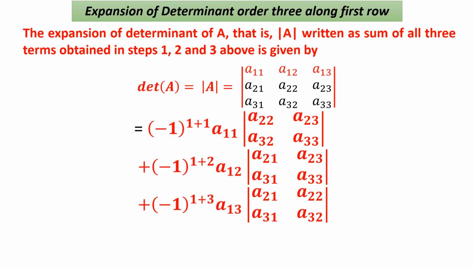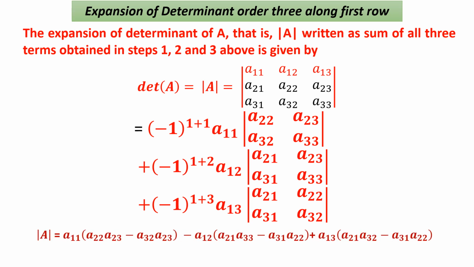Minus 1 whole power 1 plus 1, A11 into the determinant you got; plus minus 1 whole power 1 plus 2 into A12 into the 2 cross 2 determinant you got; plus minus 1 whole power 1 plus 3 into A13 into the 2 cross 2 determinant you have got. Now you know how to do it, and the final answer will be the value of the determinant. The same is followed by the remaining 5 methods, where you can expand it with respect to the second row or the third row or the first column or the second column or the third column.